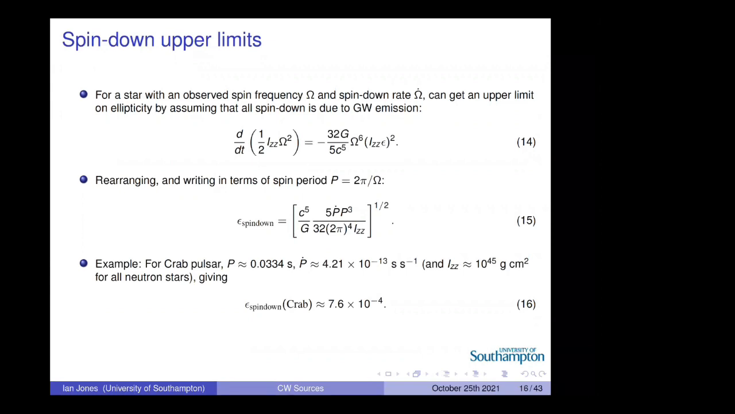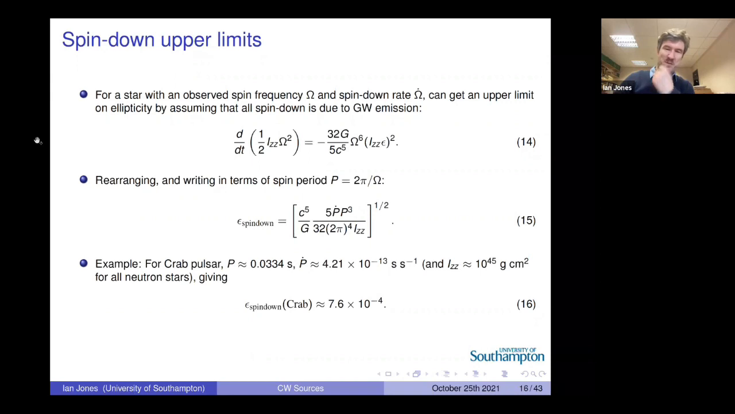So my question is about how you're assuming this value of IZZ to be 10 raised to 45, but from what I know, not all pulsars have very good mass measurements and so on, right? So then I would imagine that there would be some sort of degeneracy between the measurement of IZZ and epsilon. Is that right? That's exactly right.